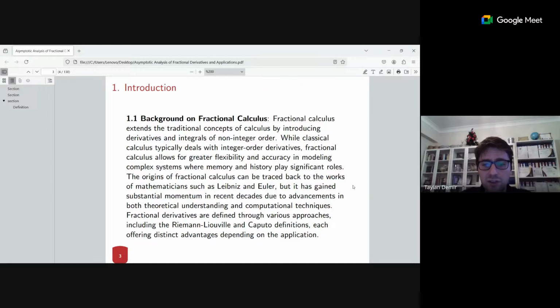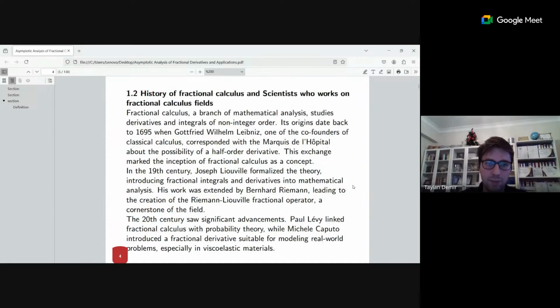The origins of fractional calculus can be traced back to the works of mathematicians such as Leibniz and Euler, but it has gained substantial momentum in recent decades due to advancements in both theoretical understanding and computational techniques. Fractional derivatives are used with various approaches, which include the Riemann-Liouville and Caputo definitions, each offering distinct advantages depending on the application. Later, this concept was developed between the 16th and 18th centuries.